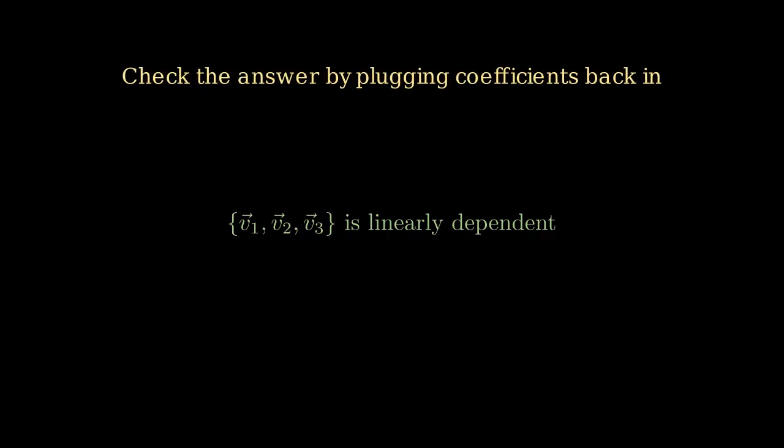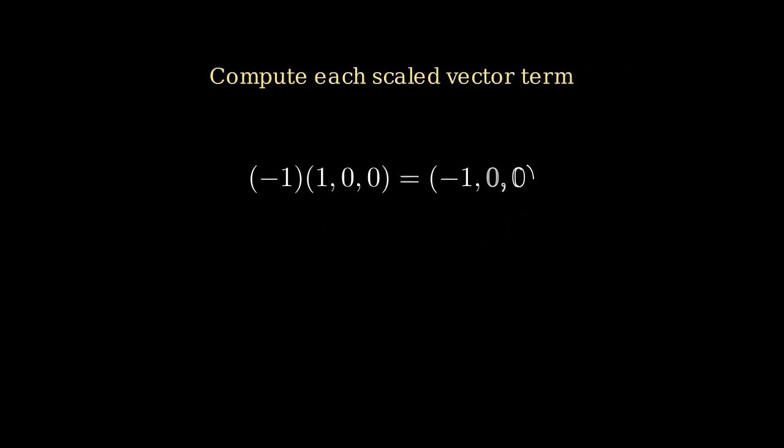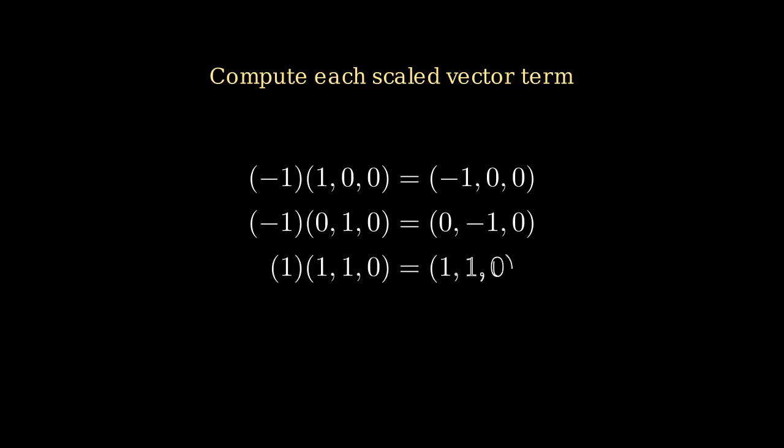Let's check this by plugging the coefficients back in. Minus 1 times V1 plus minus 1 times V2 plus 1 times V3. Minus 1 times 1, 0, 0 gives minus 1, 0, 0. Minus 1 times 0, 1, 0 gives 0, minus 1, 0. And 1 times 1, 1, 0 gives 1, 1, 0.